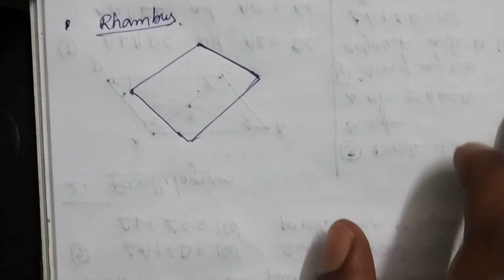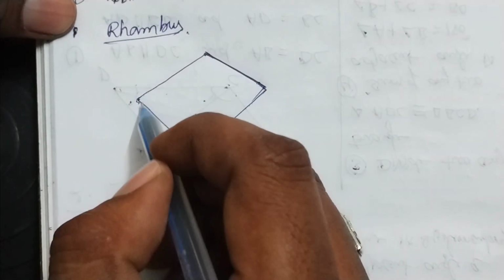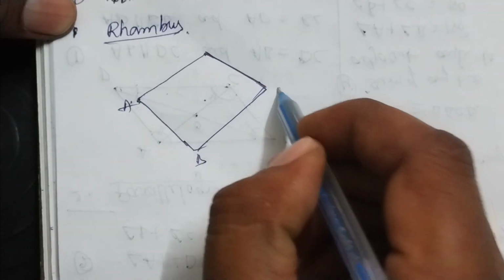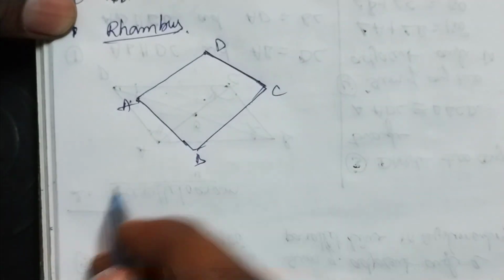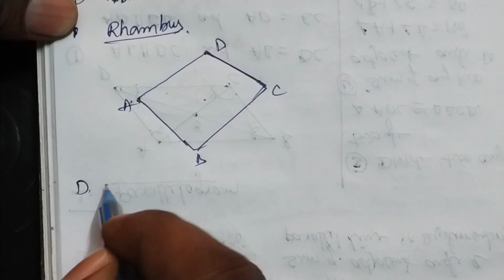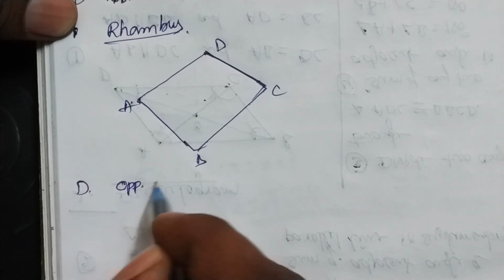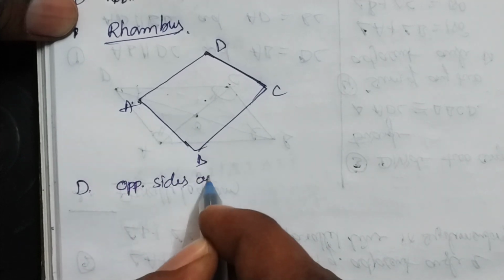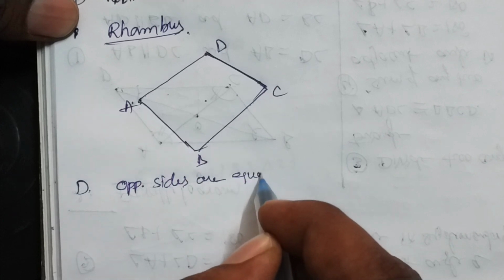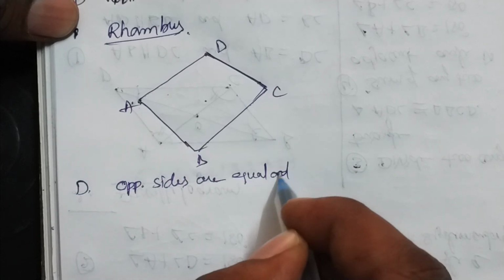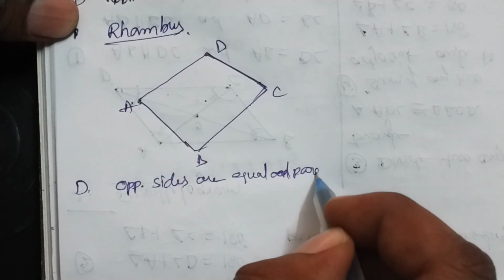Welcome back. Now next one, rhombus. Here opposite sides are equal and parallel. What we discussed in the square is the same: opposite sides are equal and parallel.